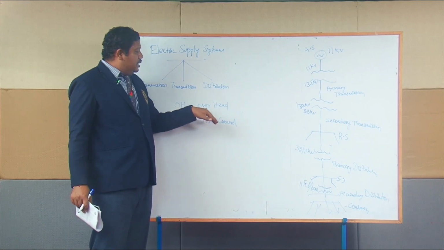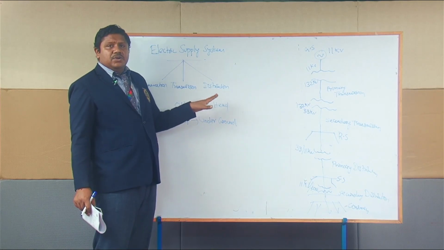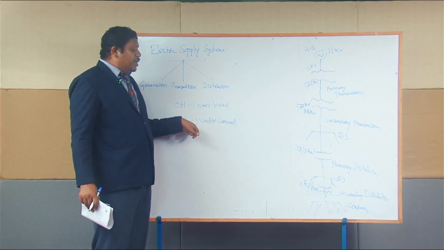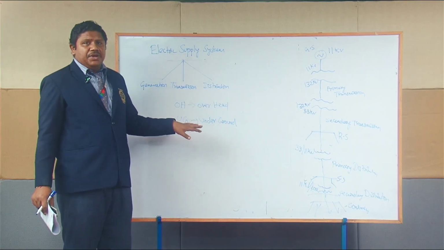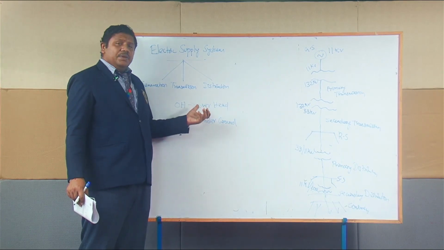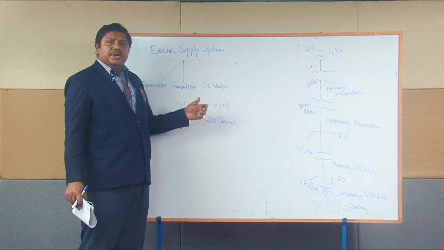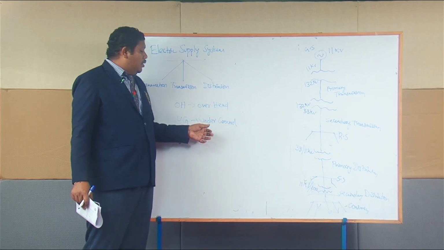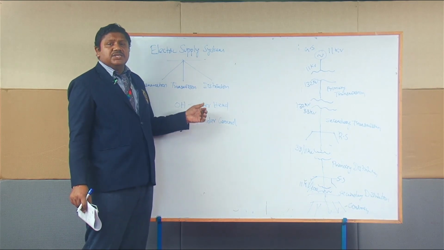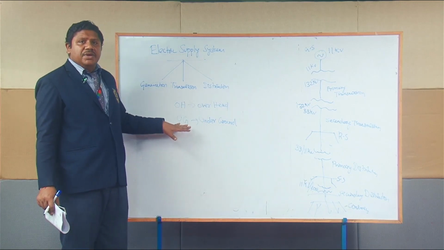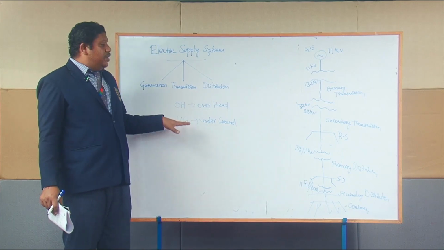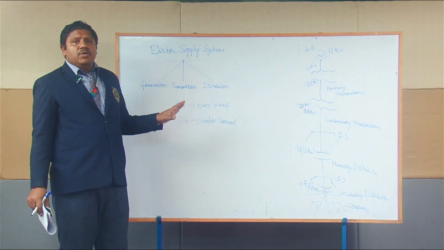So it's not safe for humans. Whereas the underground system is highly safer, and it improves the viewability of the system, but it has a major cost. The installation cost for the underground system is very, very high, but its advantages are better compared with the overhead system.